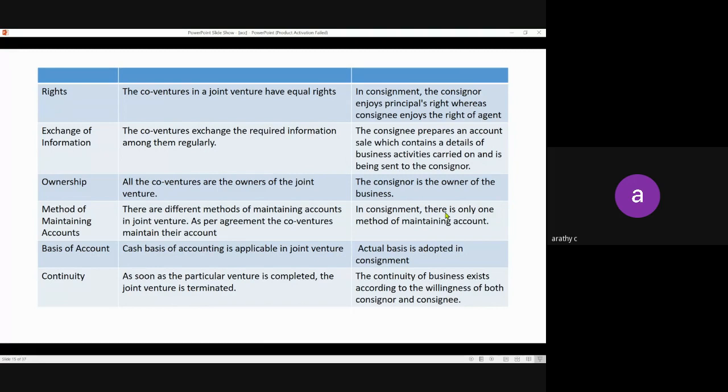But in the case of consignment, there is only one method of accounting. Basis of account: the joint venture account is applicable on cash basis. But in consignment, the accrual basis is adopted. And the last is continuity. After the venture is completed, the joint venture is terminated. But in the case of consignment, the continuity exists according to the willingness of both consignor and consignee.